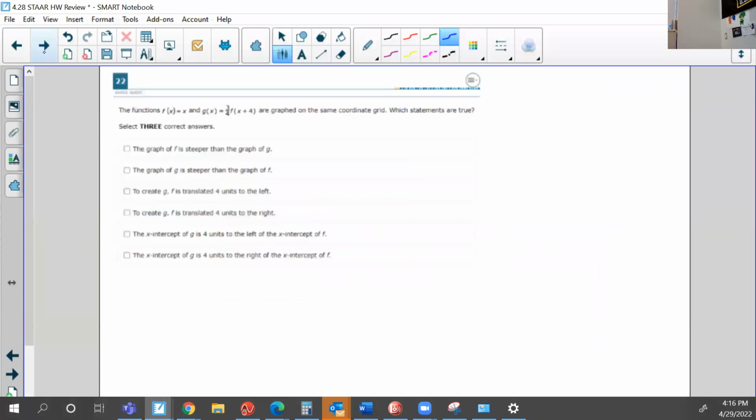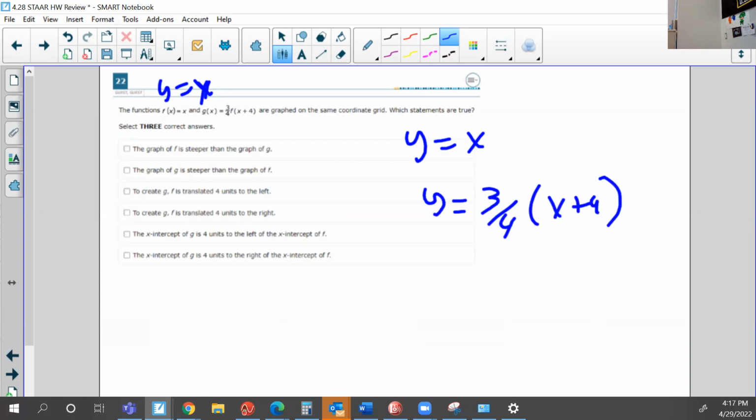Again, this is a transformation, and so you've got to look at it. You've got to know what kind of function you're dealing with. f(x) equals x, or y equals x. That's linear. You're dealing with a linear graph. y equals x is the standard, the parent graph, and it got transformed to y equals 3/4 times (x plus 4). That is the transformation.